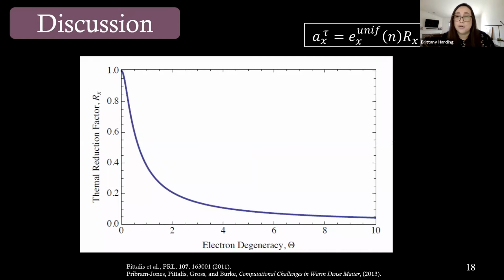So let's look at how R of theta behaves so we can get a better idea of how this will affect our exchange energies. We see that at a low electron degeneracy, we simply get 1 for R of theta. So 1 times the ground state exchange, we simply get the ground state exchange. However, as the electron degeneracy increases or theta gets bigger, R of theta gets smaller. So now at large theta, we have a very small number multiplying the ground state exchange, giving us a very small number for the finite temperature exchange. So as theta gets larger, R gets smaller, and the finite temperature exchange gets smaller.